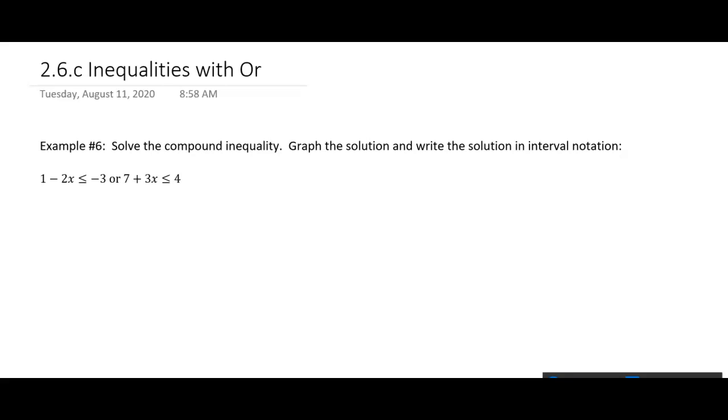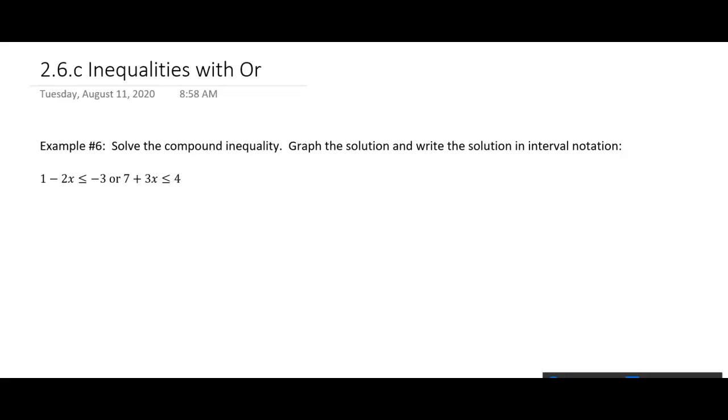So we did the inequalities with "and", now we're going to do them with "or". So remember, both things don't have to be true, but at least one of them has to be true. It says solve the compound inequality, graph the solution, write the solution in interval notation. Okay, so we take each part separately.